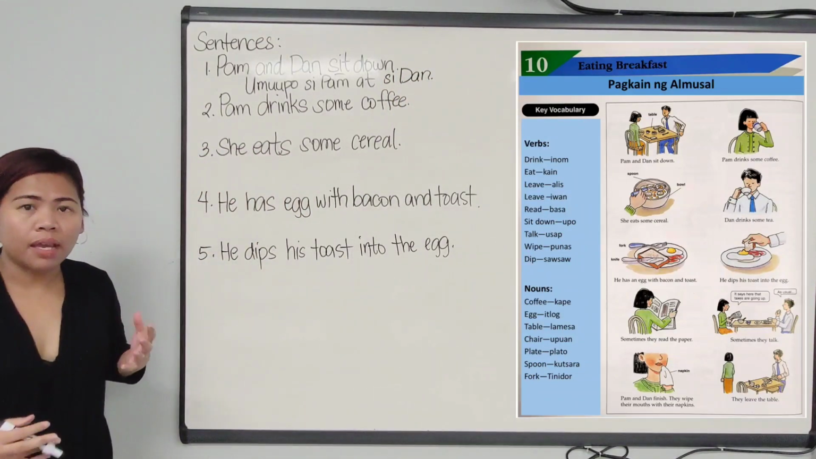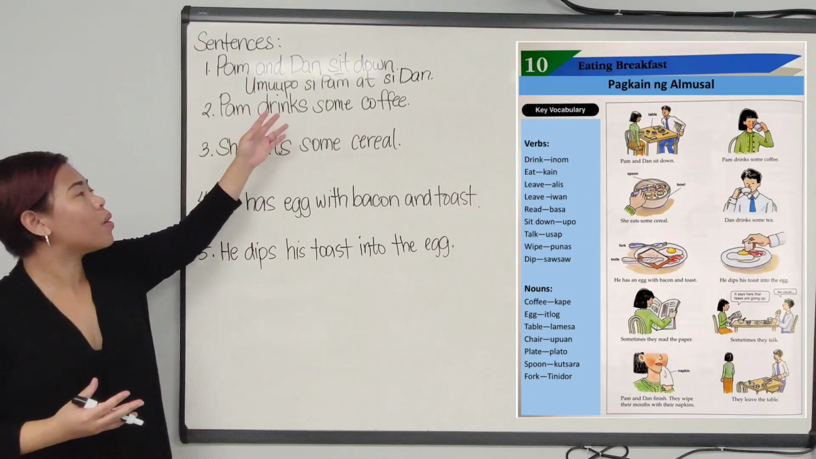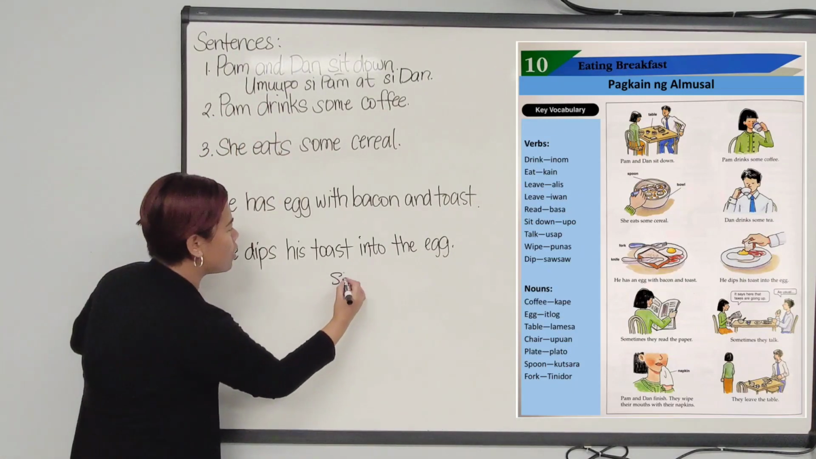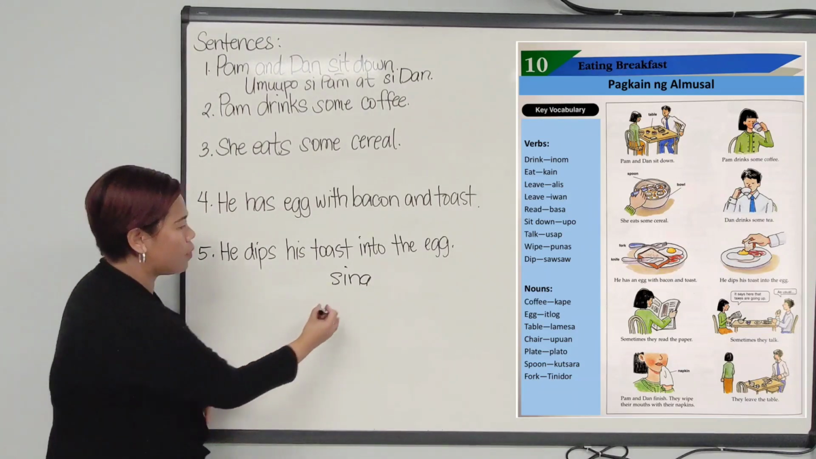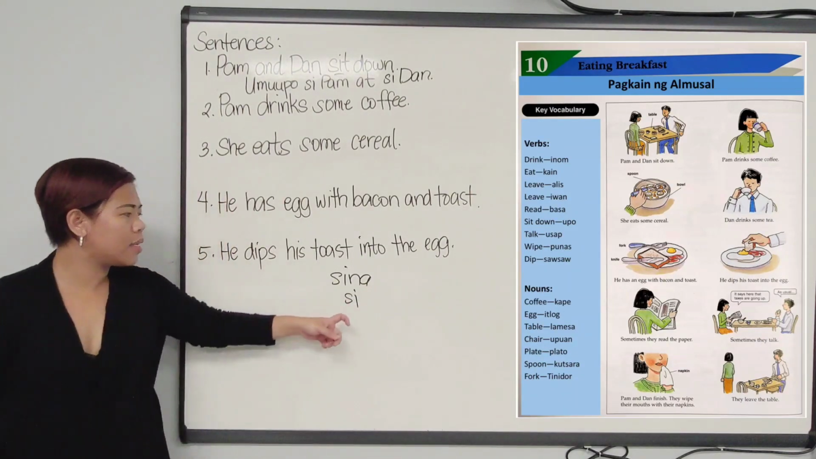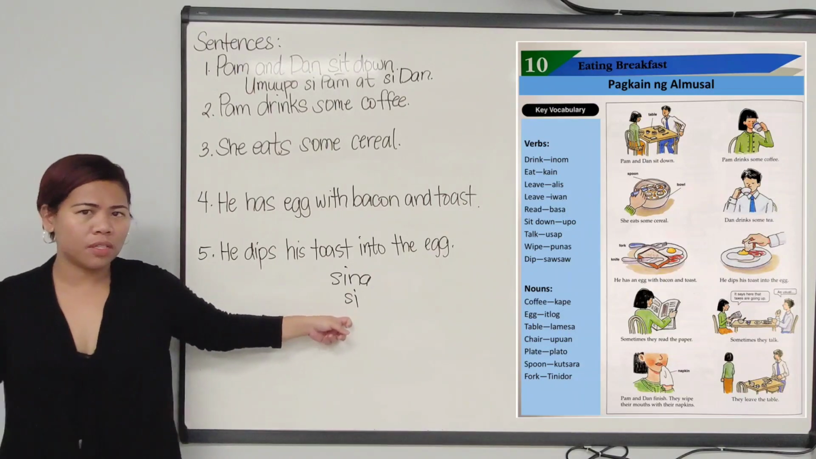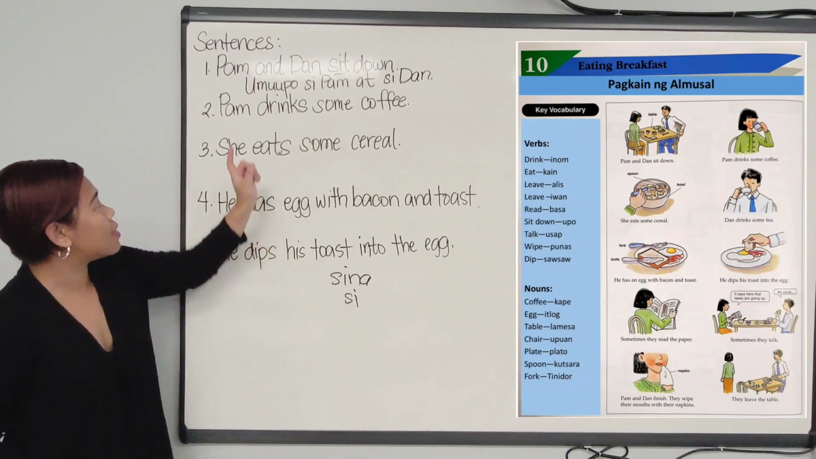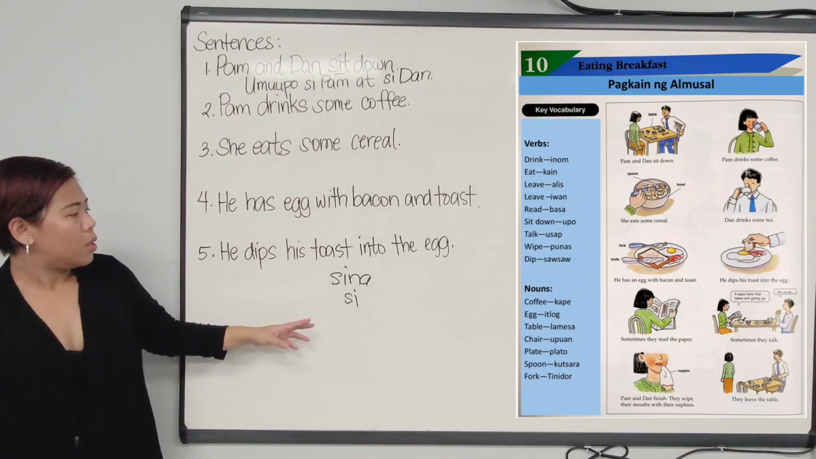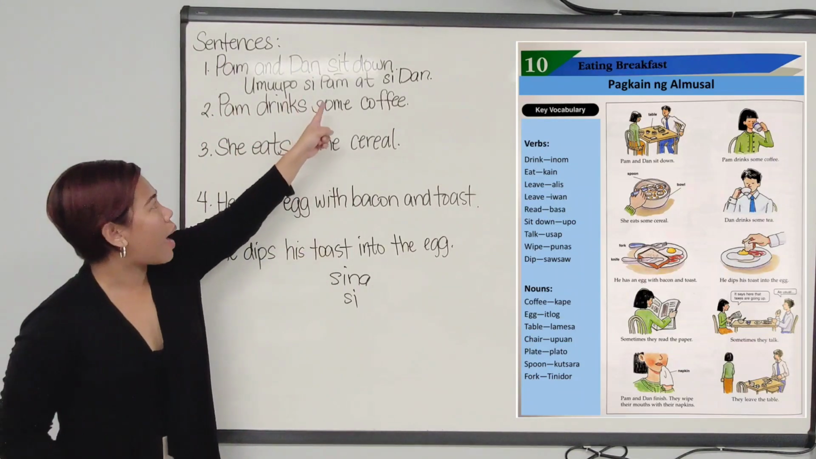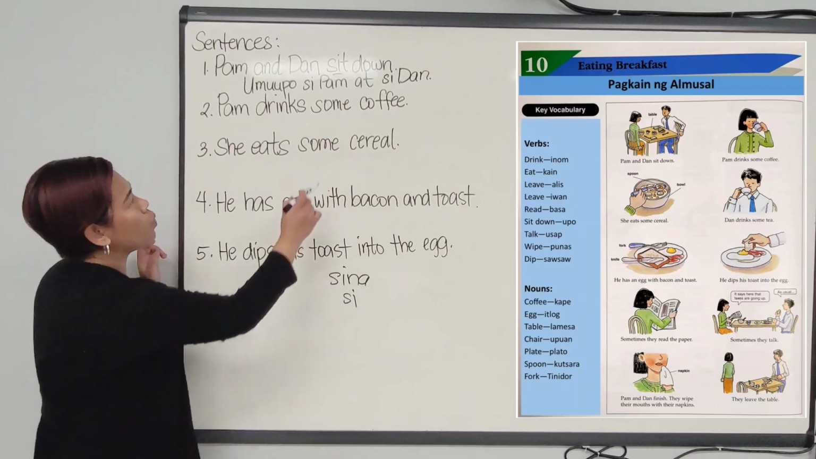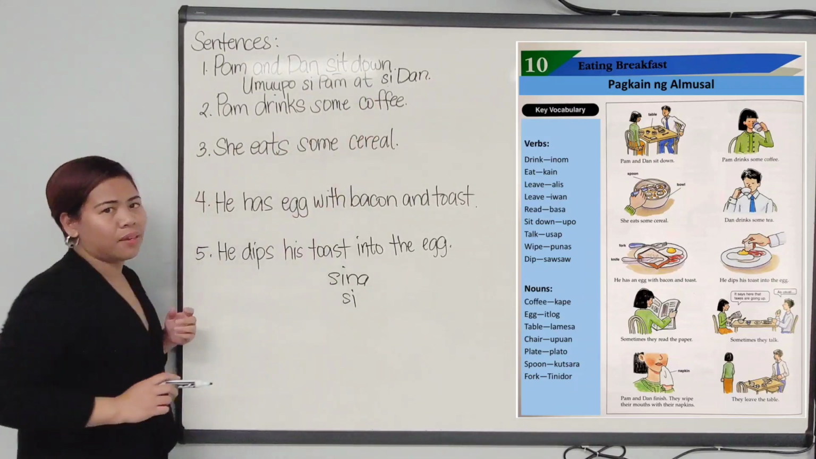Or, we can also say in Filipino, umuupo sina. We use this word, sina, instead of si, because you use si when you are just introducing one person. But since there are two of them, you can say, umuupo sina Pam at Dan. So you won't mention them separately anymore.